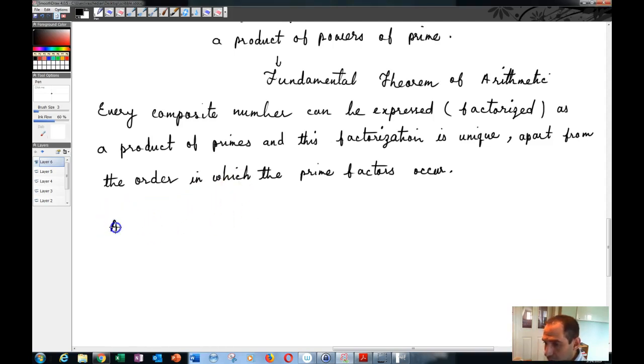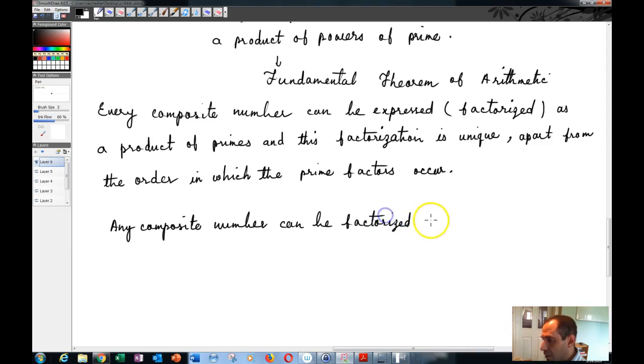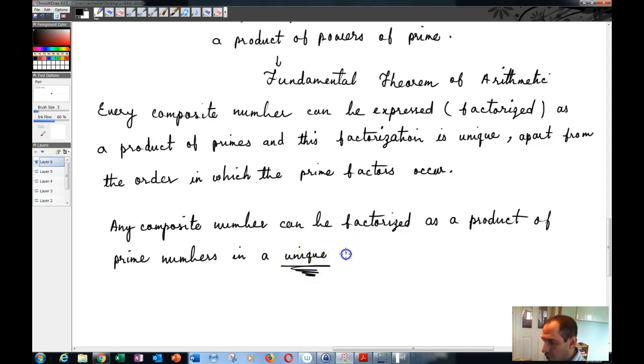So any composite number can be factorized as a product of prime numbers in a unique way. And this is important here.